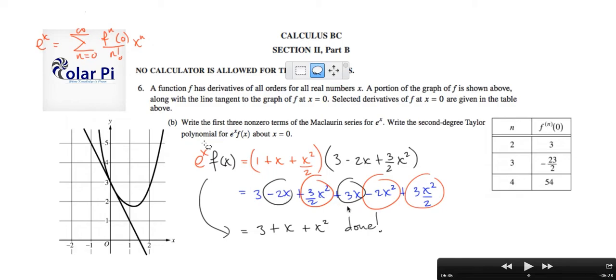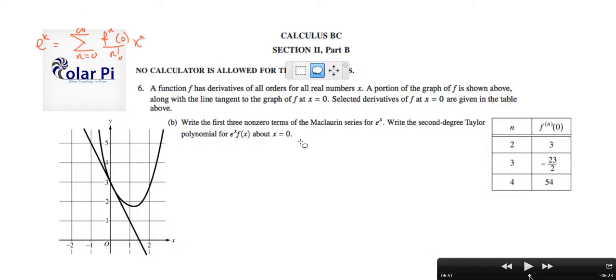Minus 2x plus 3x makes x, right? And then 3 over 2 x squared and 3 over 2 x squared makes 6 over 2 x squared. And that is, yes, that's 3x squared. And then we have minus 2x squared. So yeah, I didn't make any mistakes. All right, cool. So it worked out really nicely because that's a simple polynomial, right?